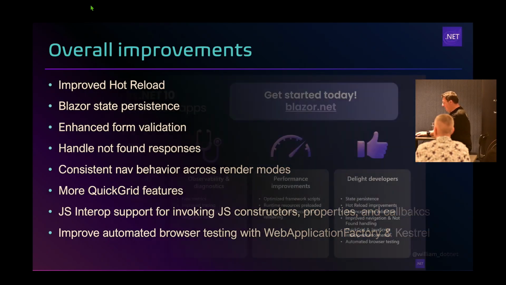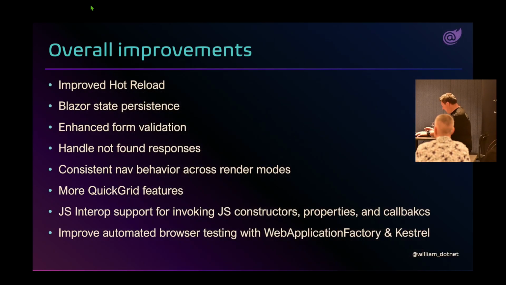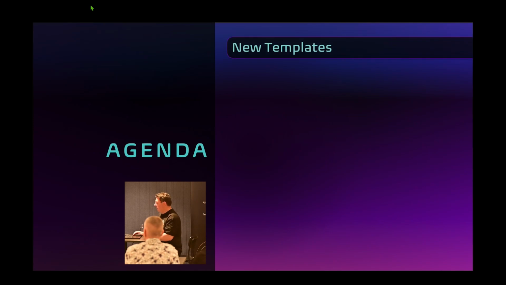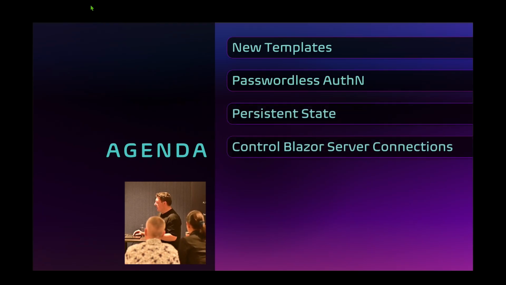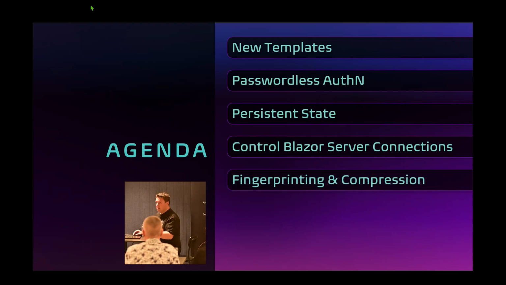So I think I was supposed to delete this slide and just use this one. But anyways, I'm going to show you some of the new templates that come with Visual Studio or .NET, how passwordless authentication works, and the persistent state, and how you can control your connections or circuits in your application based on visibility. So if the app has gone to sleep or goes behind another tab or window, you can actually turn off the connection, save some resources, and resume it.